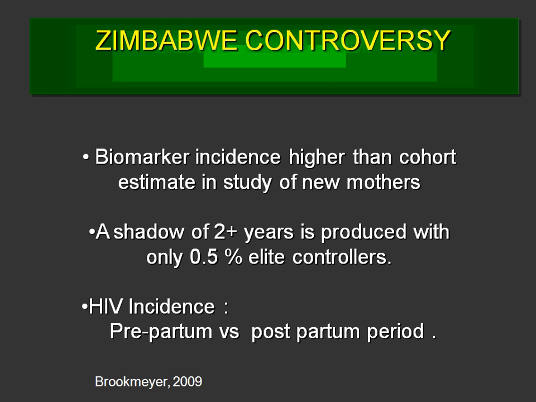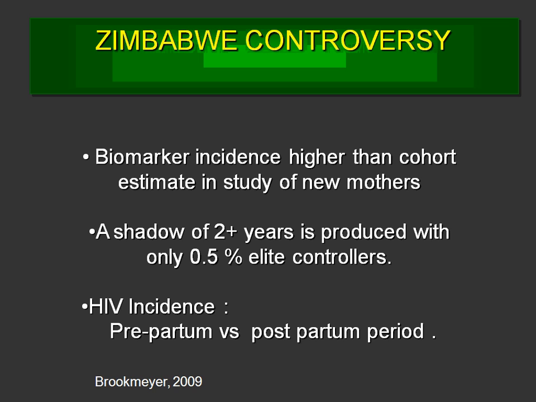So now let's go back to the Zimbabwe controversy. Now remember, this was a controversy that said, well, wait a minute, the biomarker incidence that was calculated was higher than the cohort estimate in the study of new mothers. Now this provides a little bit of insight into what's happening. You can get a shadow of over 2 years produced with only 0.5% of people who are elite controllers.